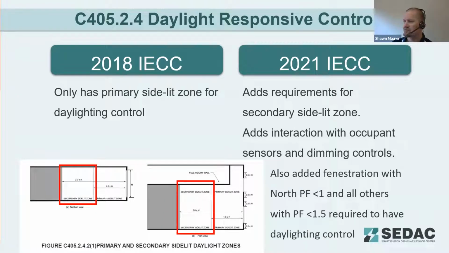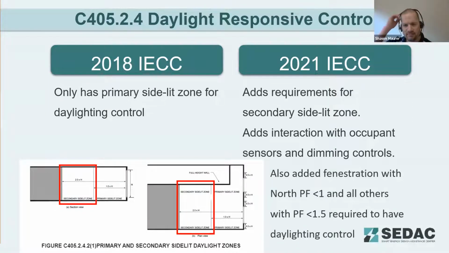Something else for daylight responsive controls added here: each zone must have at least 150 watts of controlled lighting. That's for the primary zone, and then separately for the secondary zone. So each primary and secondary zone both need to have at least 150 watts of controlled lighting in each, 300 watts total for both of them. Secondary sidelit zones shall be independently controlled from primary sidelit zones. So you couldn't use the same daylight sensor. It needs to have its own sensor. But again, this is just bringing us more in line with ASHRAE 90.1.